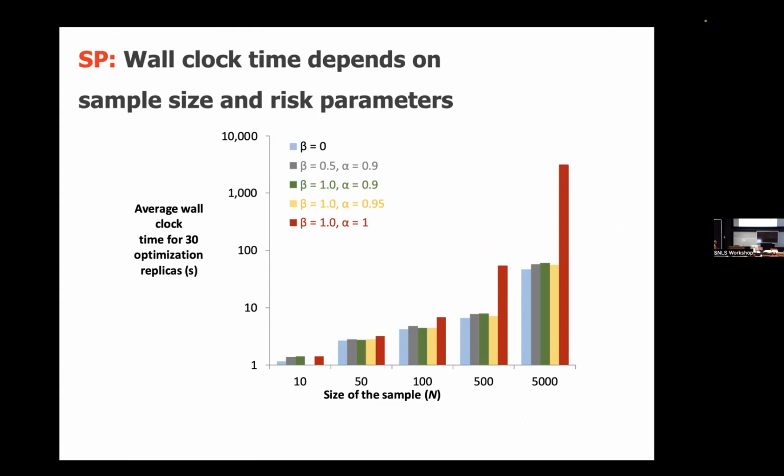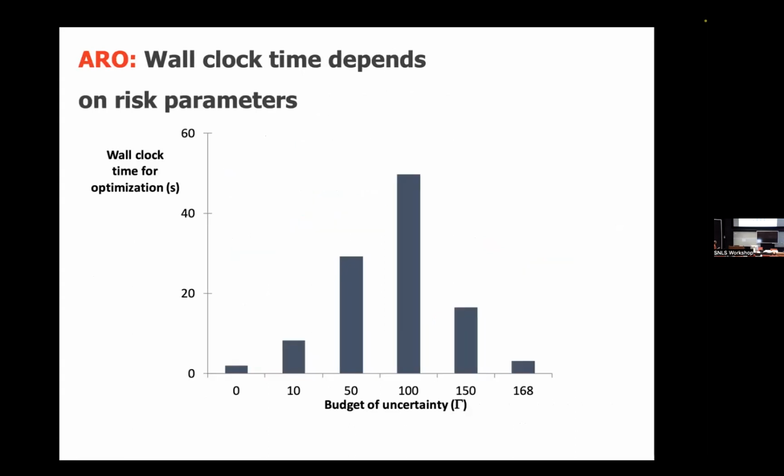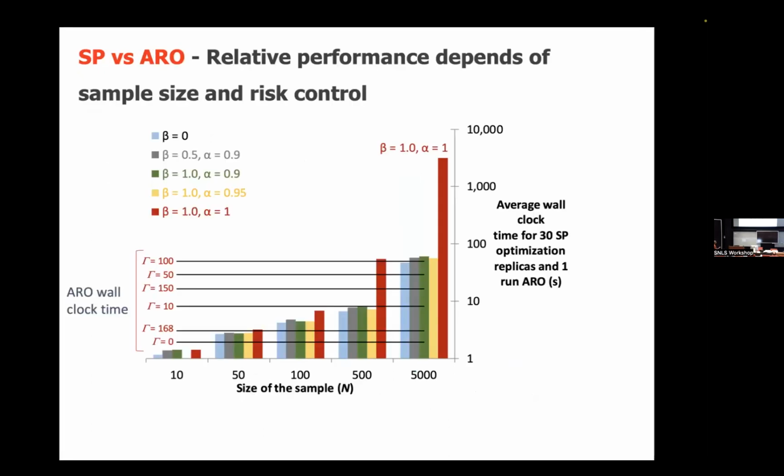And now if we compare with the performance of the adaptive robust optimization, what we see is that the computational time, the wall clock time, depends on the budget of uncertainty. And when we project these times into the previous slide, this is what we get. So what we see is that stochastic programming with 5,000 scenarios in the problem is competitive with the robust optimization that just considers the worst case that can happen in those random parameters.